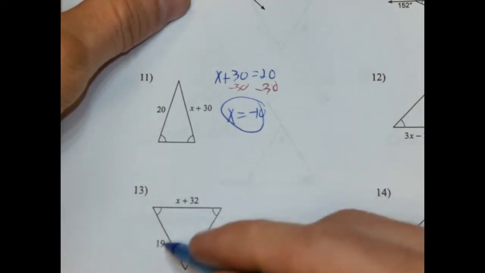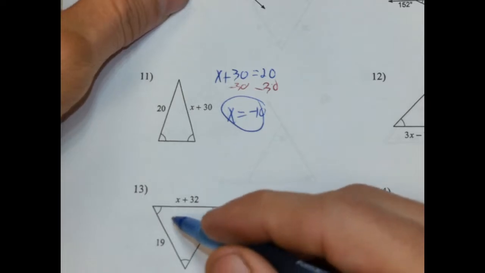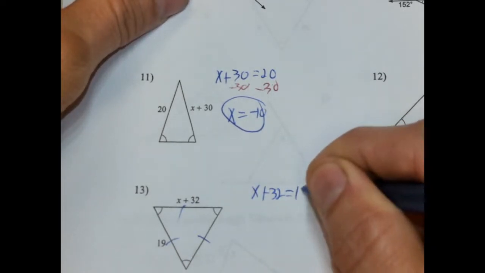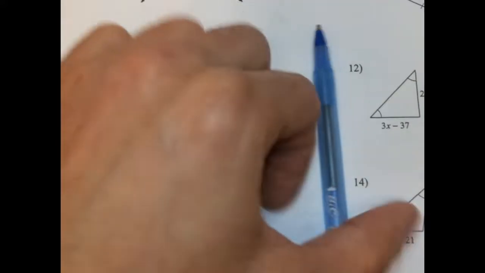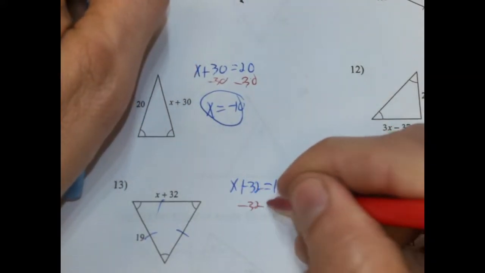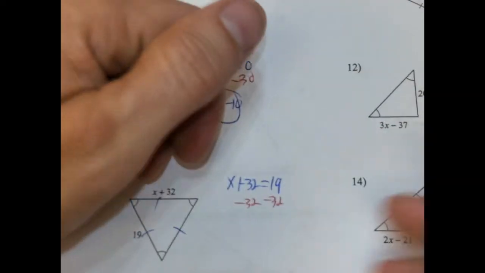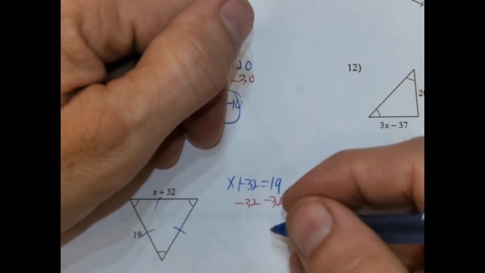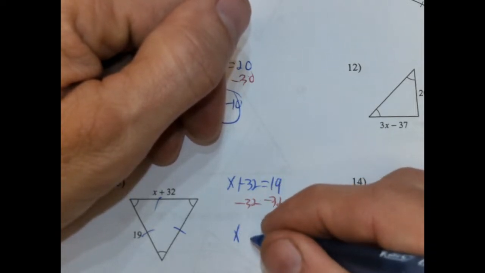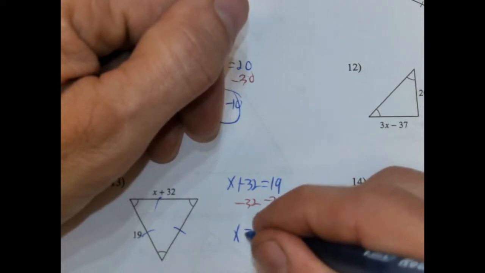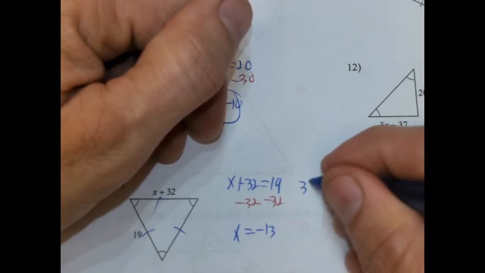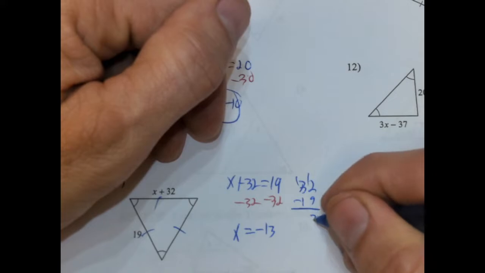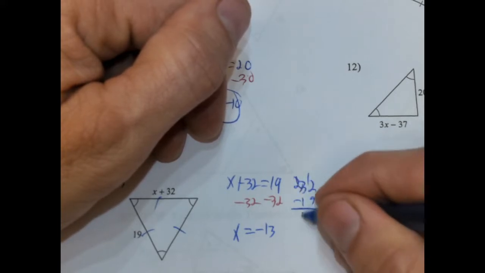And then here, these are the same measure because it's equiangular, which means these are all equilateral. So x plus 32 equals 19. We're going to subtract 32 from both sides. And that's going to give us negative 13, I believe. Let's double check that. 32 minus 19, yep, negative 13.